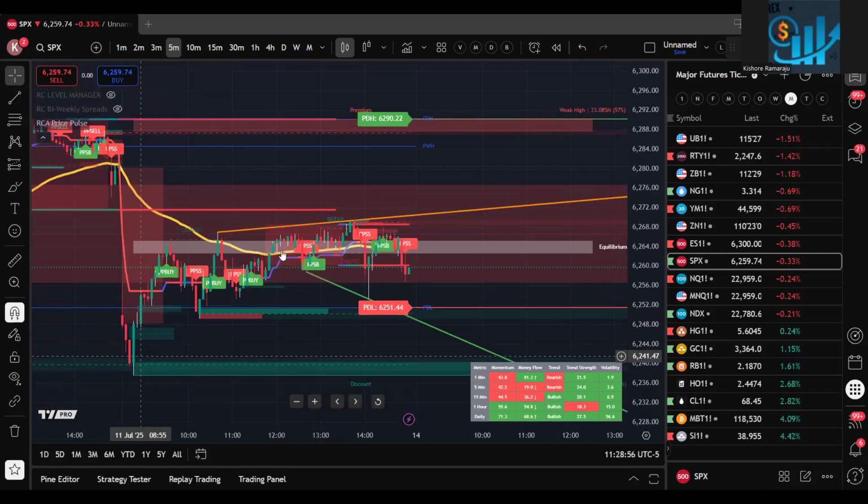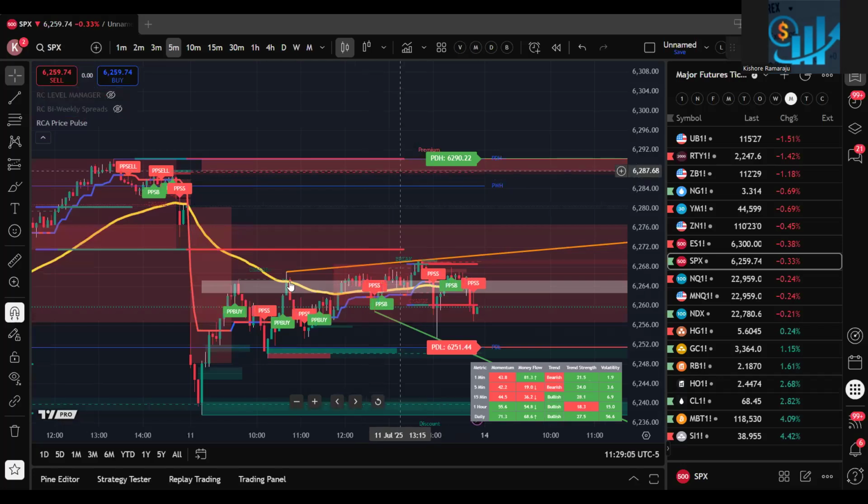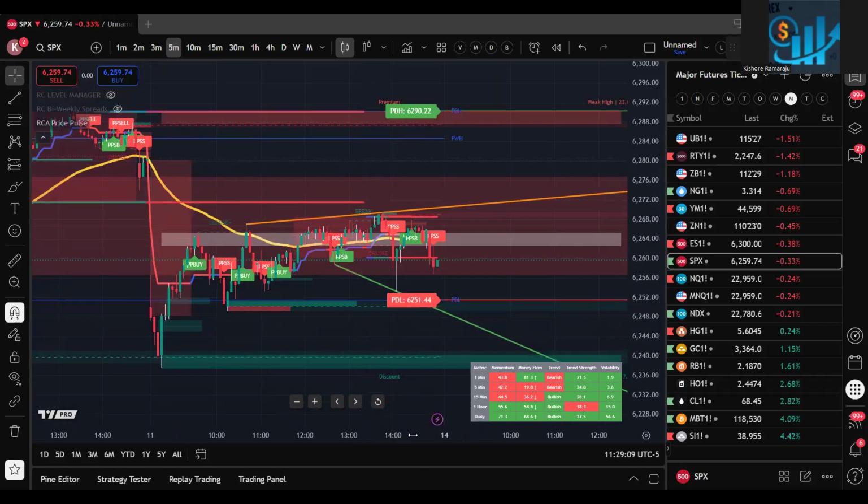So like that, for the first 15, 20 minutes, we don't take any trades and we see what is happening, where the big buyers are buying, where the big sellers are selling. Based on that, we can take the trades.